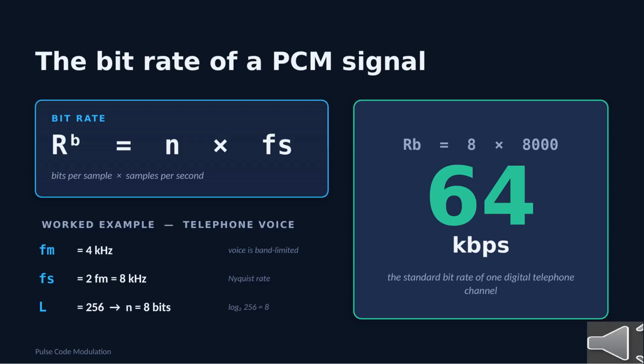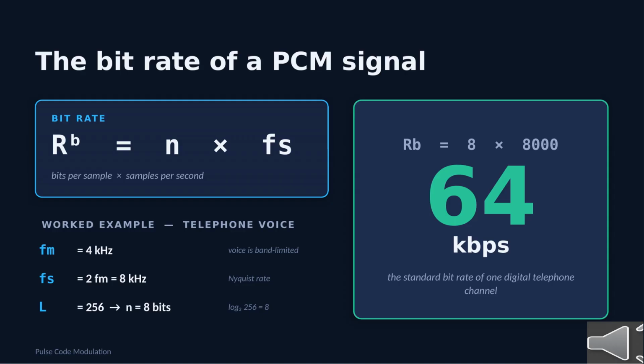Now let us calculate something very useful, that is the bit rate of the PCM signal. In 1 second we take fs samples and each sample is encoded into n bits. So the total number of bits per second, the bit rate RB, is simply n multiplied by fs.